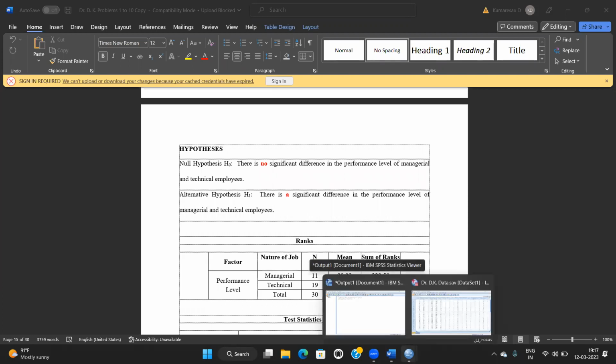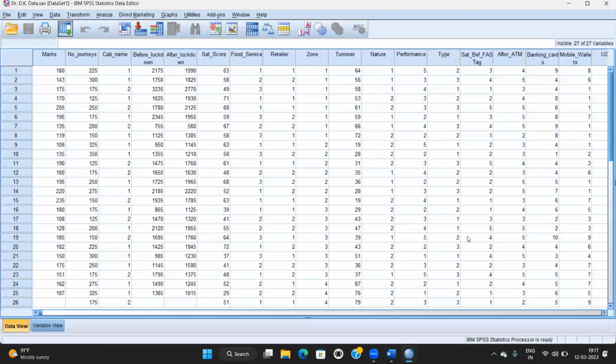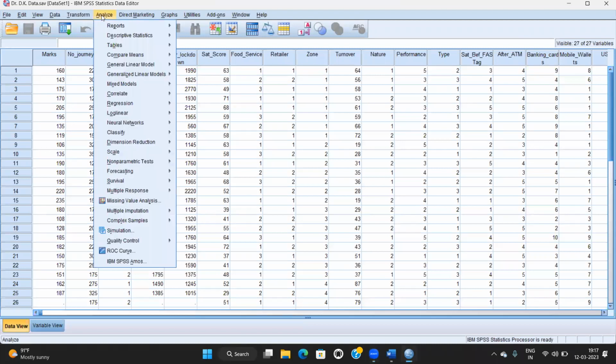Now let us see how to apply the test. See, this is the data I have given to you. Based on the data, we shall apply the tool. For applying the parametric test, we go to Analyze and Compare Means. That is used for one sample t-test, independent sample t-test, paired samples t-test, and one-way ANOVA. The next menu, General Linear Model, is used to apply two-way ANOVA.